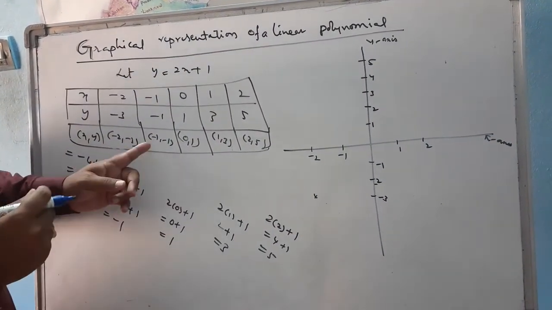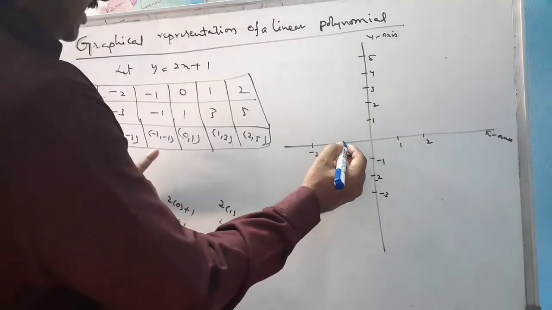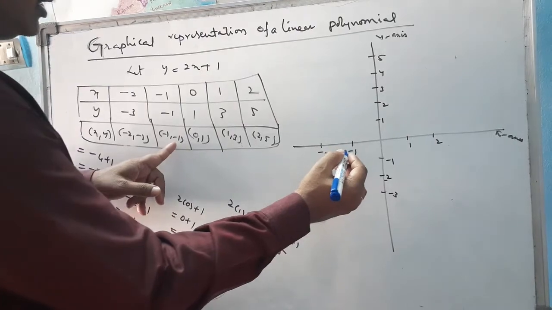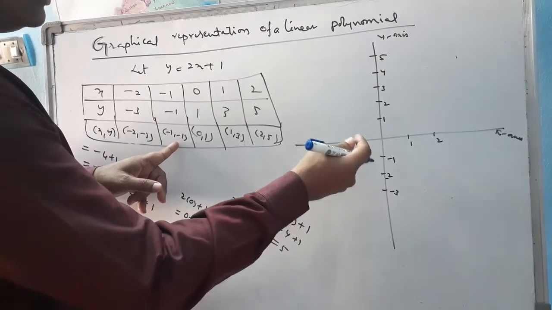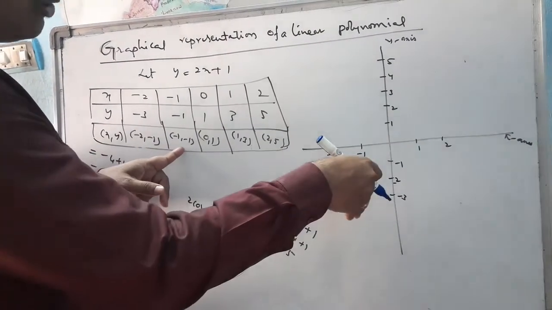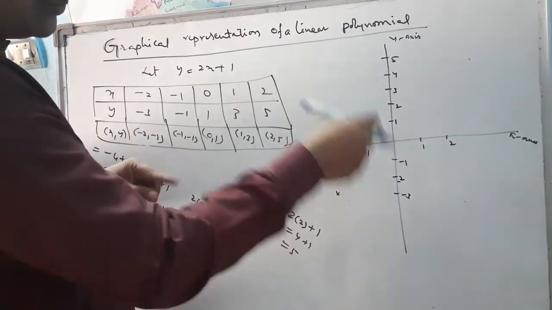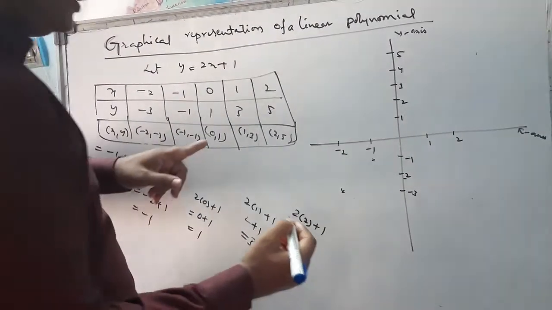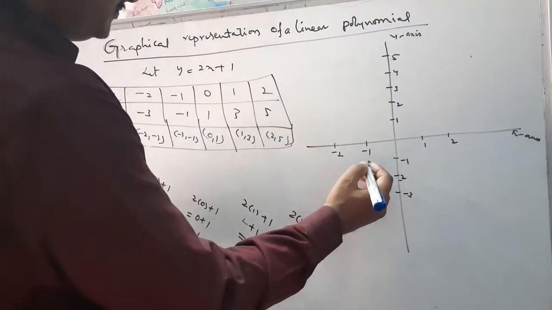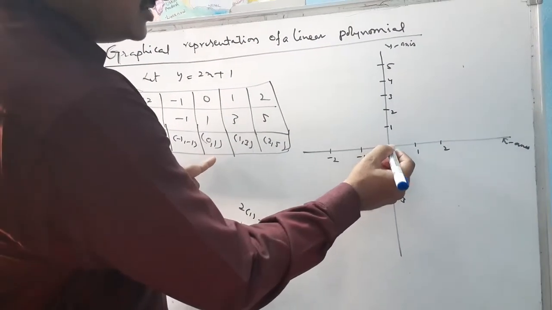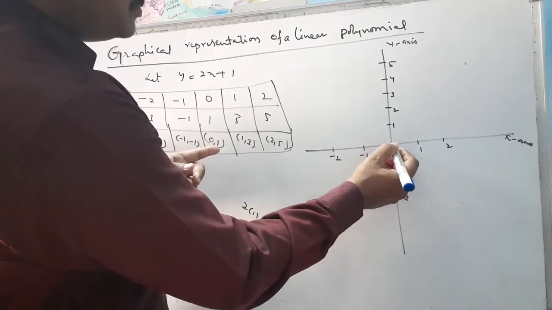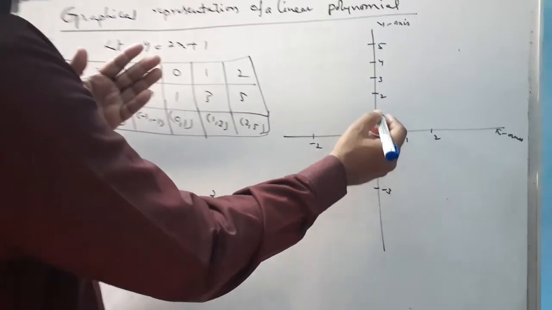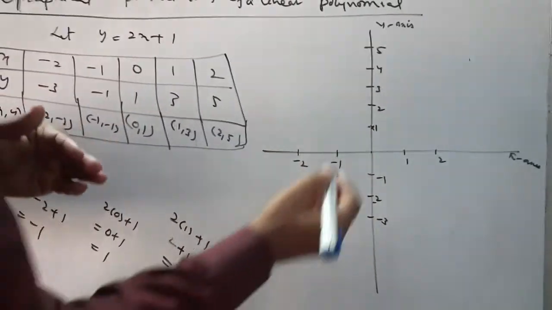The second one is minus 1 comma minus 1. So minus 1 on the x-axis, and the y coordinate is minus 1, so it is negative and we have to move downside. How many units? Only 1 unit. Next, 0 comma 1. 0 comma 1 means here it is 0 and the y coordinate is positive 1. Positive 1 means we have to move upside 1 unit.